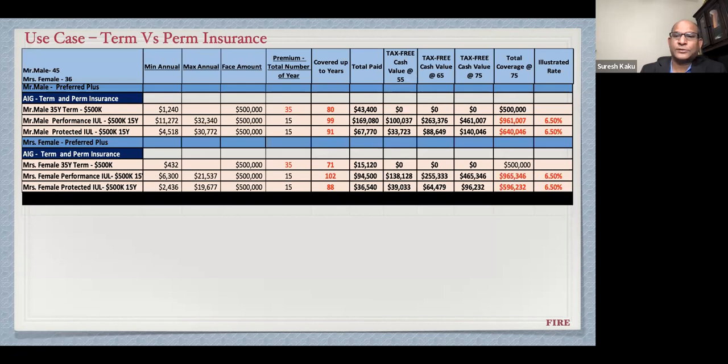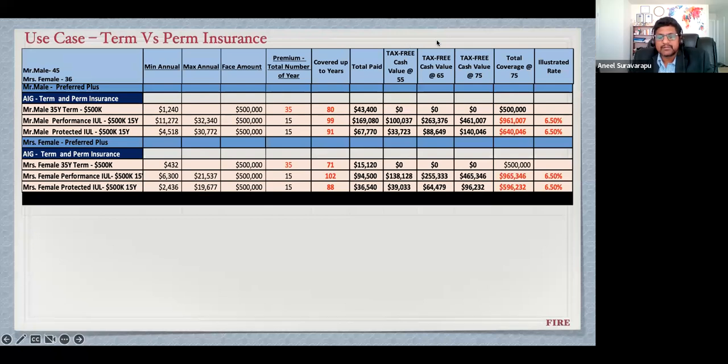With this, we're going to walk through a use case scenario. Anil garu, would you please walk through? Yeah, sure, and thanks, Suresh garu.